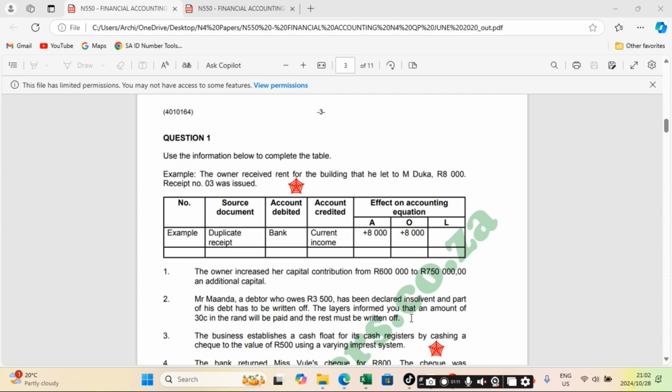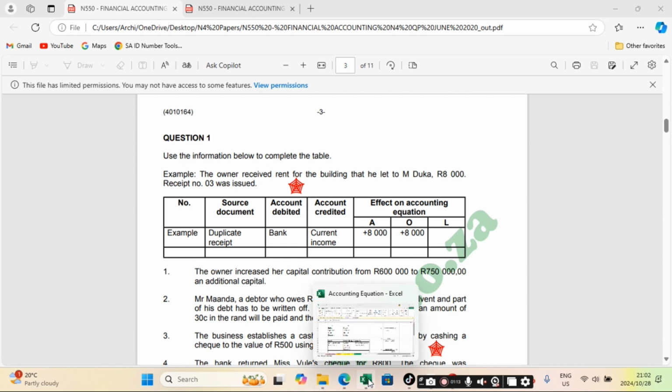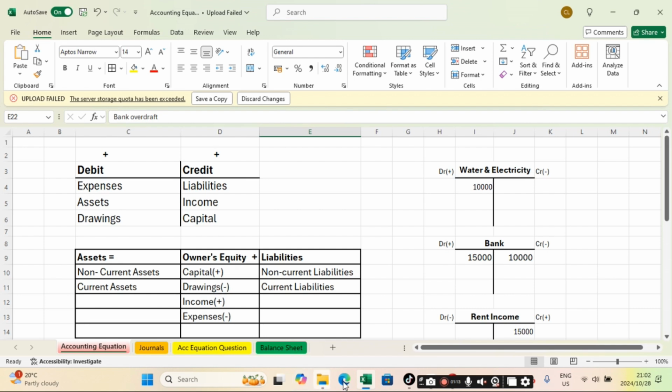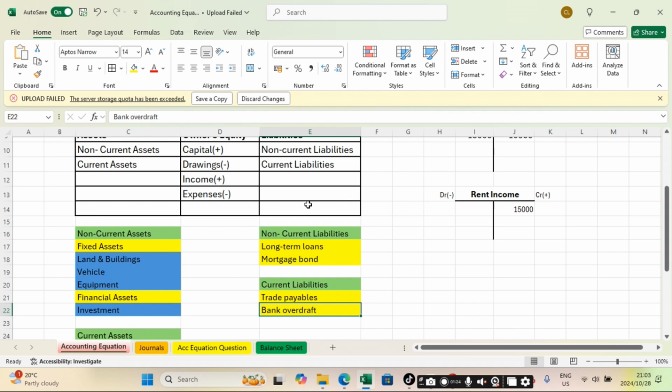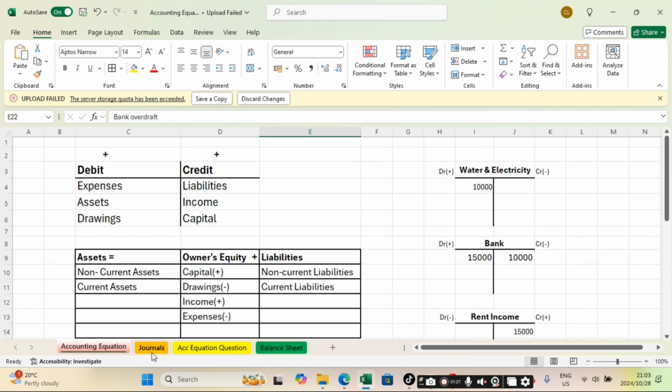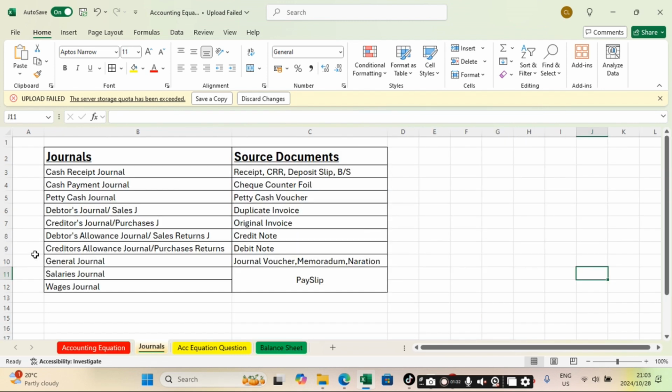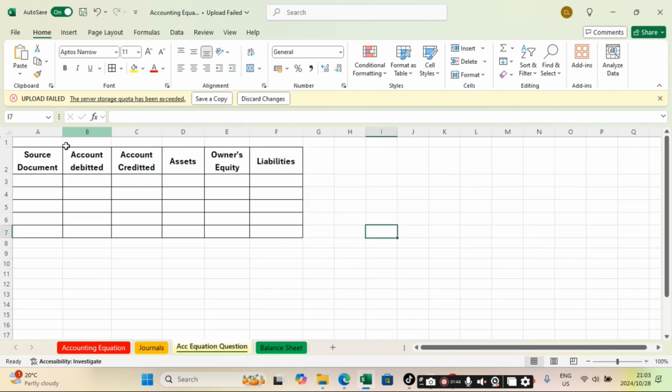So I'll be going between these two tabs, which are our Excel and our question paper. In Excel, as you can see, we have the information from the previous video. I'll be going back and forth to help you understand clearly how you handle this question. We still have our source documents, our journals, and the answer sheet. Yes, this is our answer sheet, where we have our source document, account debited, account credited, asset.